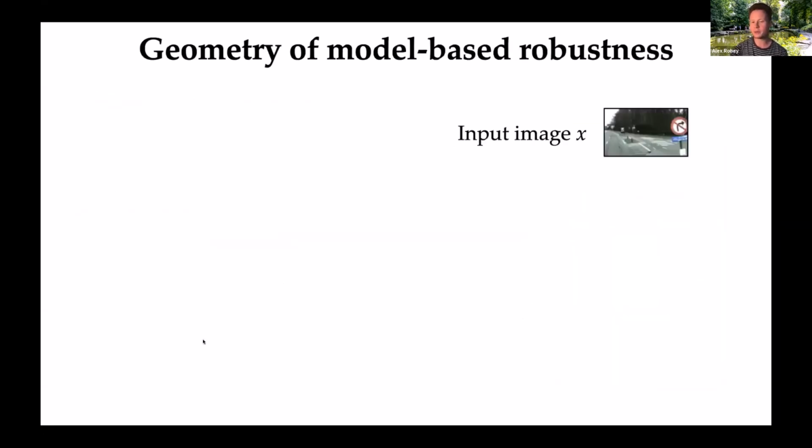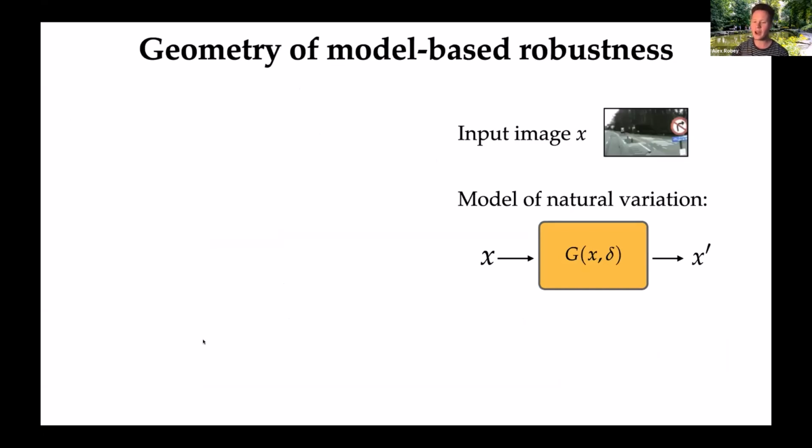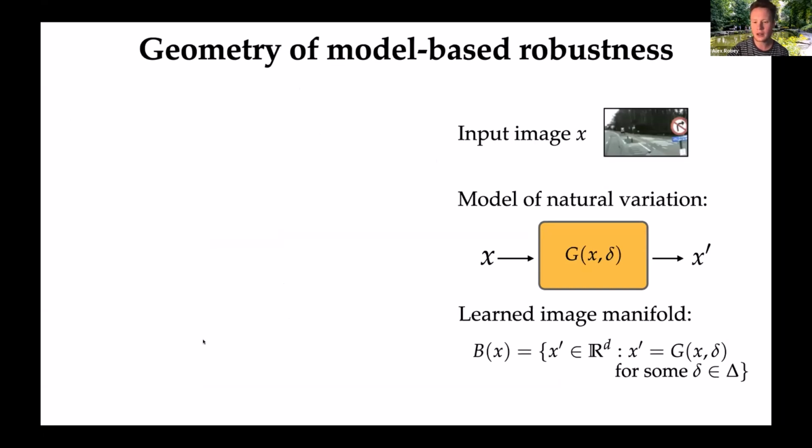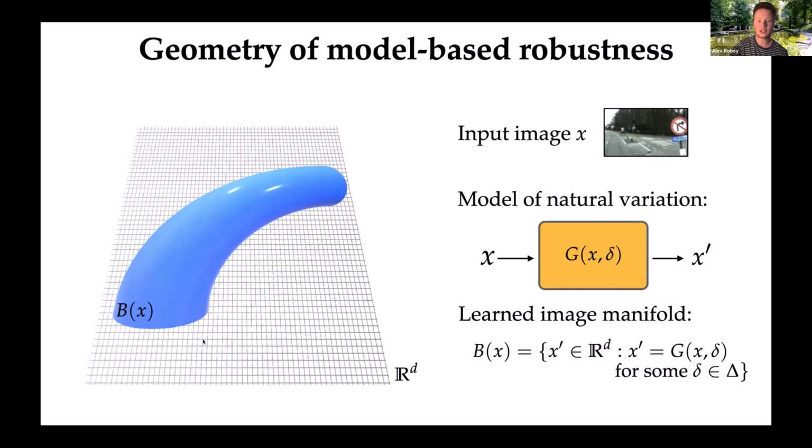Again, we have this input image X. Assume we have this ideal model of natural variation from the previous slide. I'm going to consider a set that I'm going to call the learned image manifold. And in a word, this set just contains all the images that can be obtained by passing X and some vector delta through this model of natural variation. And this set is going to look something like a manifold in R^D. So R^D is the data space.